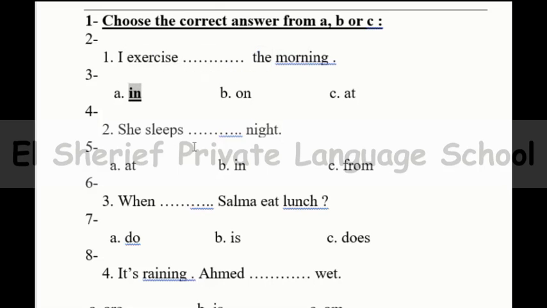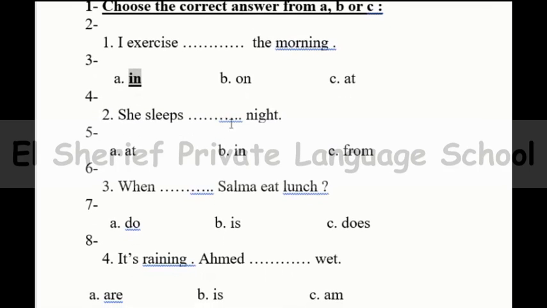Number 2. She sleeps space night. At, in, from. The answer is she sleeps at night.